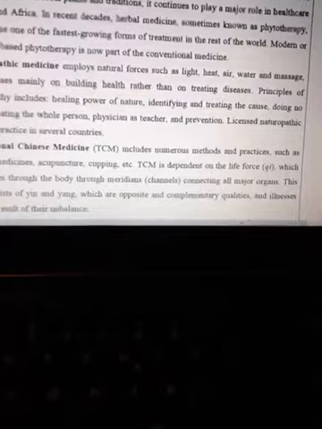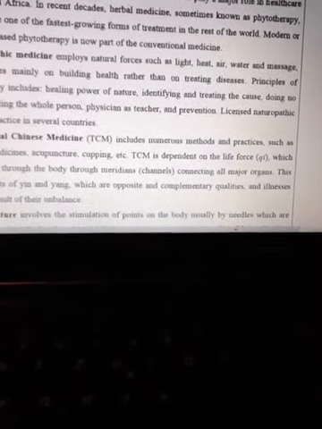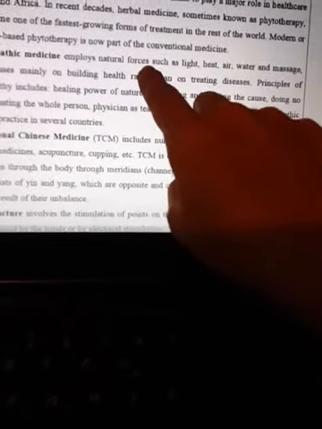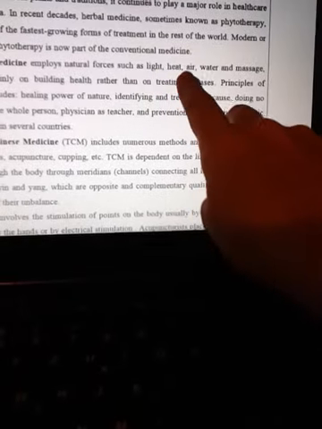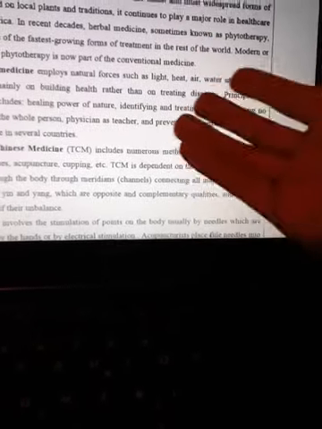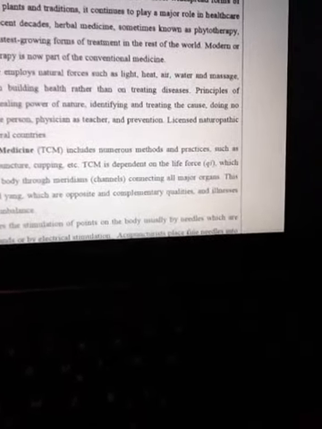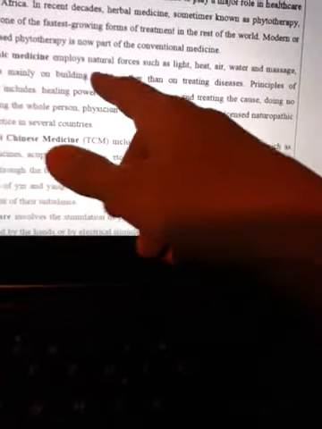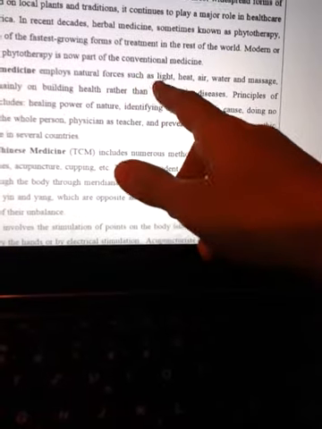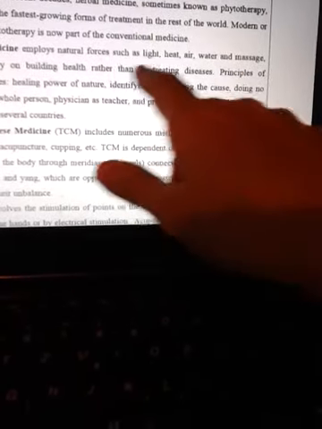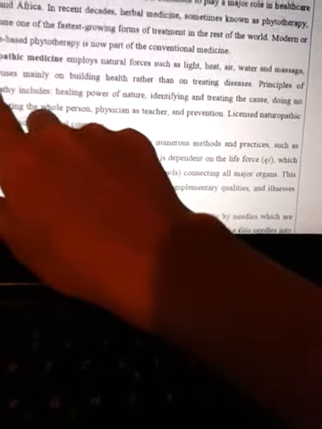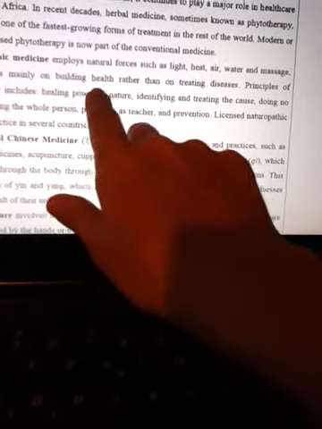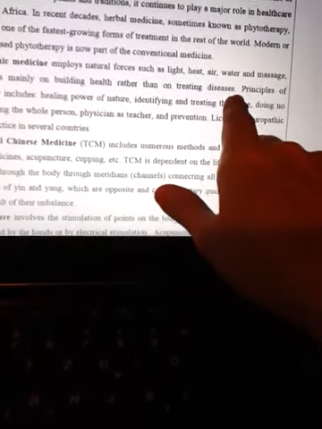Naturopathic medicine. Naturopathic medicine employ natural forces such as light, heat, air, water and massage, and focus mainly on building health rather than on treating disease.